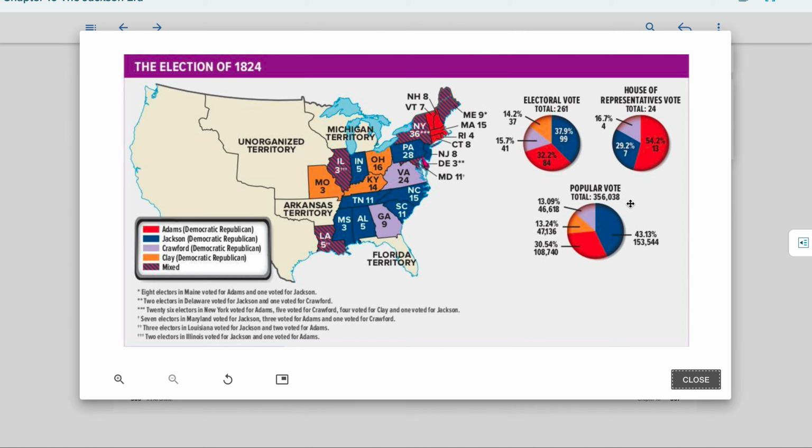Now for the whole country, out of the total votes counted, 356,038 people voted in the election. 43.13% voted for blue. Remember, blue is Jackson. So Jackson didn't have a majority because this is less than 50%. But he had the plurality, which means that he had more than anyone else.